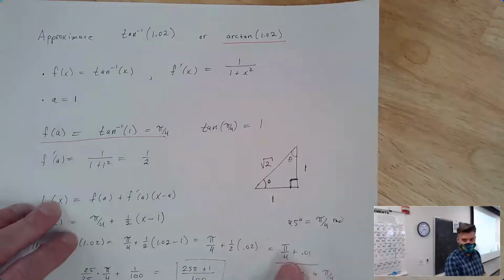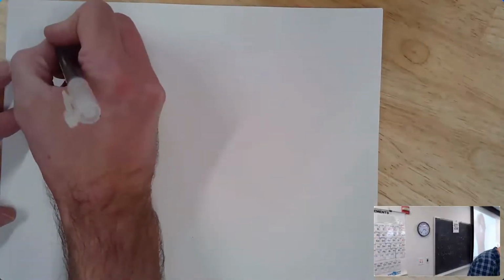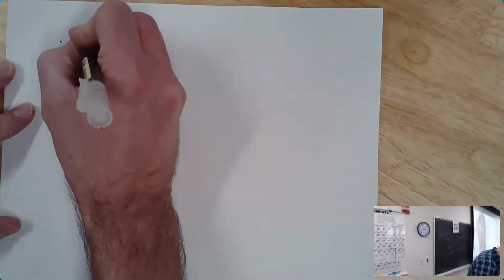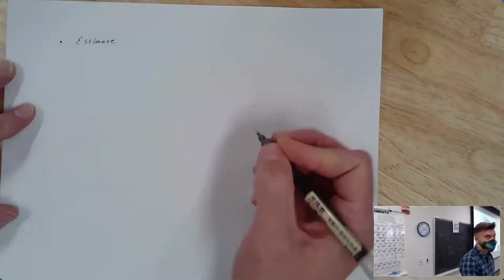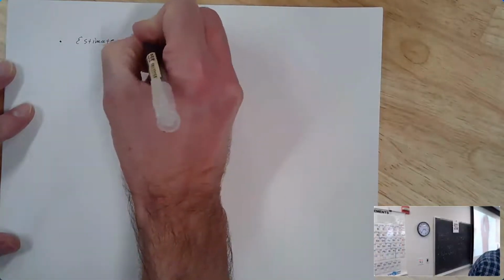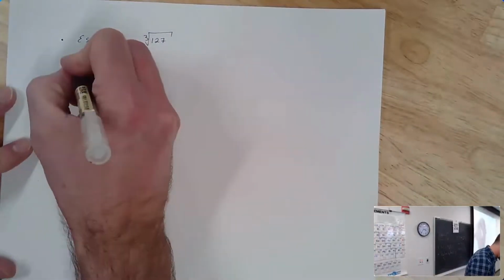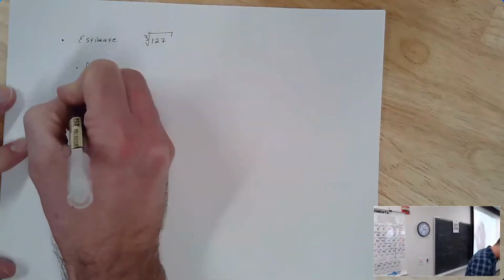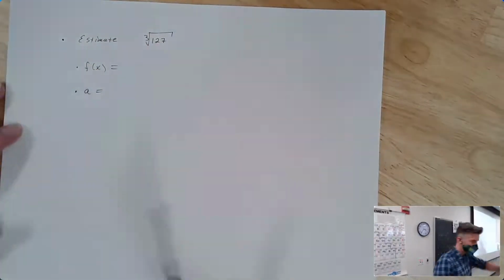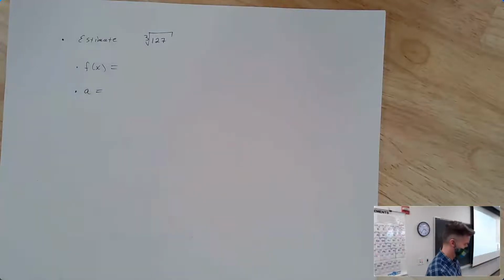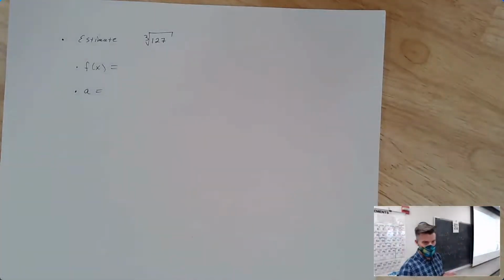I'm just going to point out one more thing. We're not actually going to do this one, but I'm going to give you guys the opportunity to answer a couple of questions. If I said to estimate, sure, the cube root of 127, I'll give you all a minute to write down two things. What's the function? What's the a value? You have a minute. On Zoom, if you want to type to me the a value or the function, you're certainly welcome to chat it to me to let me know you're doing it.